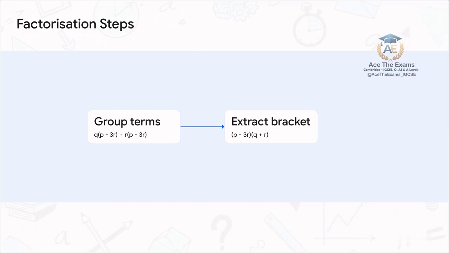Now I promise you, this isn't a coincidence. It is completely by design. Because that entire bracket is now a common factor for both halves of the expression, we can extract the whole bracket itself. We are left with our common bracket, P minus 3R, multiplied by the leftover pieces, which are Q plus R. We have successfully taken a complex, intimidating problem and structured it into a clean, stress-tested algebraic proof.